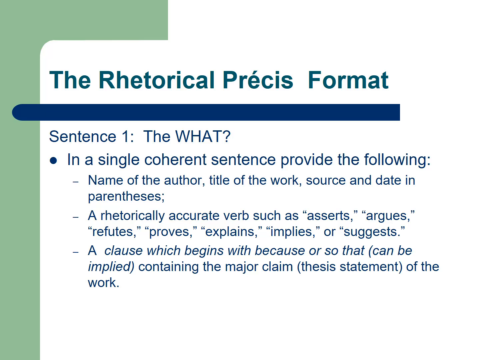Sentence 1 is the what. In a single coherent sentence, you're going to provide the following. You need the author, title of the work, source and date in parentheses. A rhetorically accurate verb such as asserts or argues, refutes, proves, explains, etc.